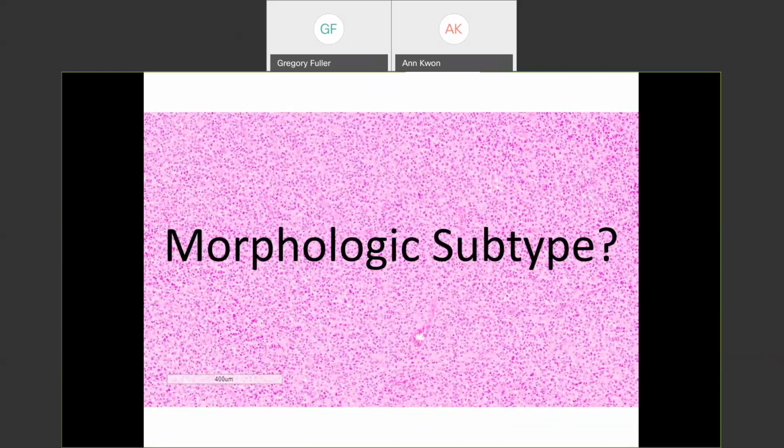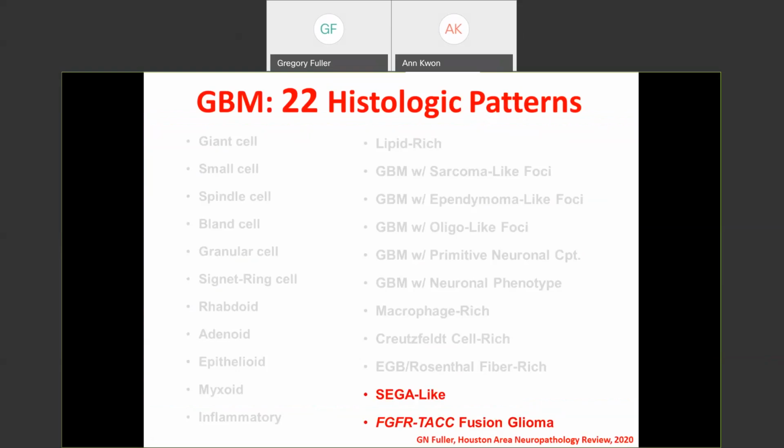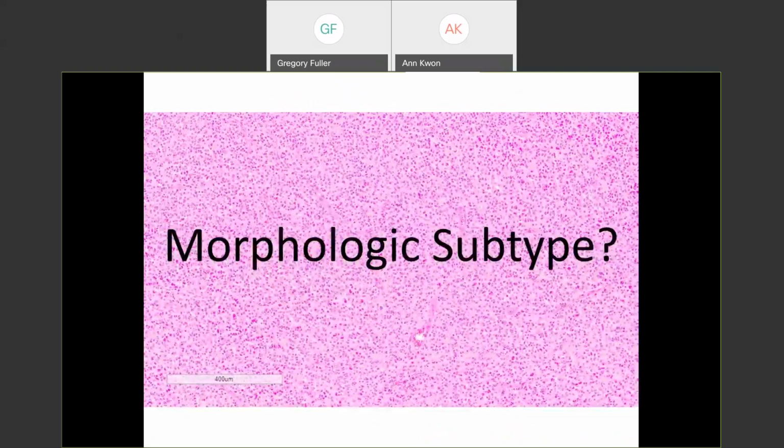Dr. Trivedi, small cell. Yes, absolutely. Dr. Cathcart, small cell, absolutely. There are 22 morphologic histologic patterns seen on H&E, just with H&E, 22. Look at these. The last 2 additions to the list, subependymal giant cell astrocytoma-like, SEGA-like, and FGFR-TACC fusion glioma have very characteristic H&E morphology, not pathognomonic, but highly characteristic, that make us suspicious, like red flags, to check them out.